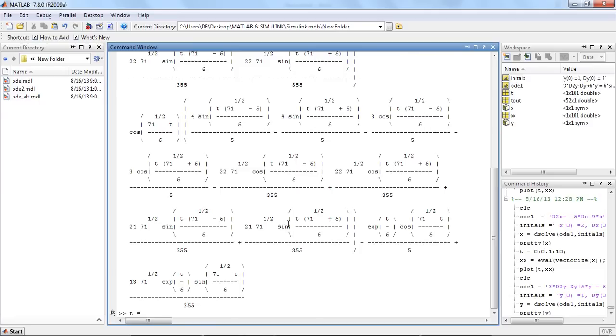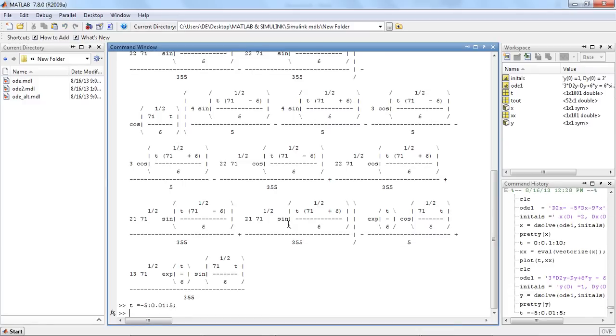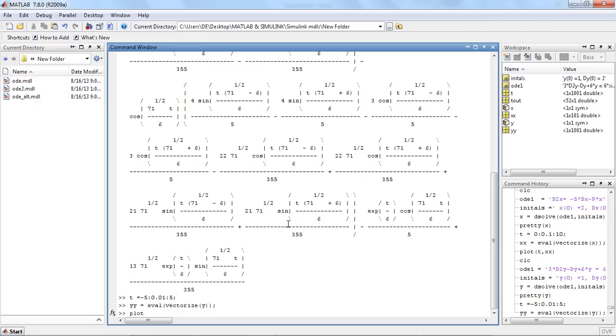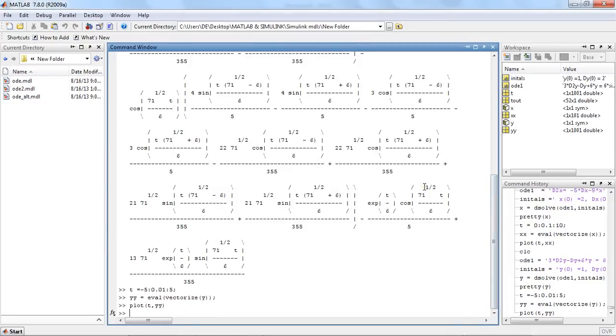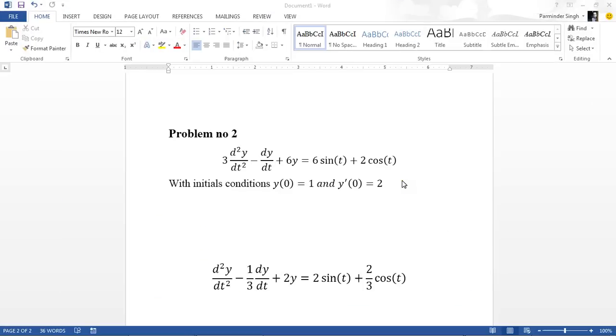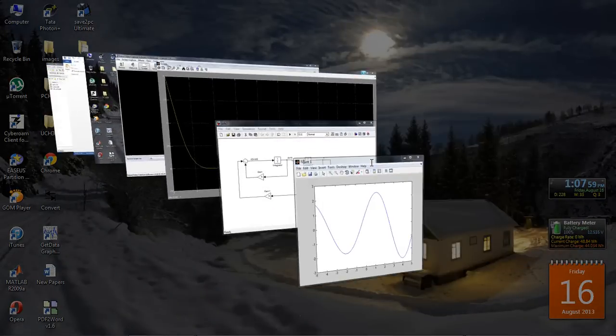Then we'll give the time span, let's say from -5 to 0.01 with this much of size up to 5. Okay, then let's vectorize that. So y eval, it's done. So plot t comma y. So this is how the result of this second order, which we have seen over here, looks like. So the result is something like this.